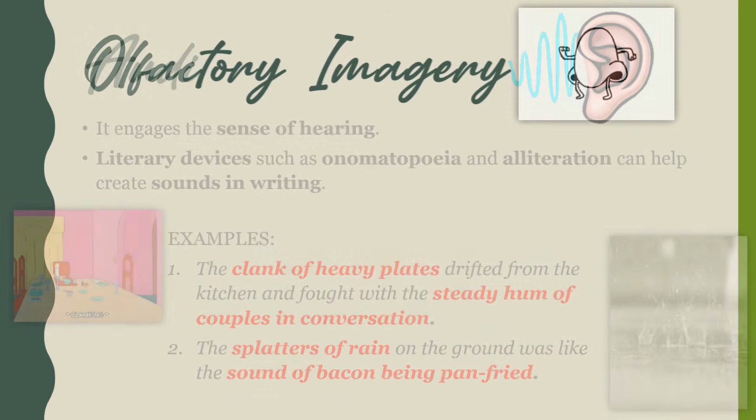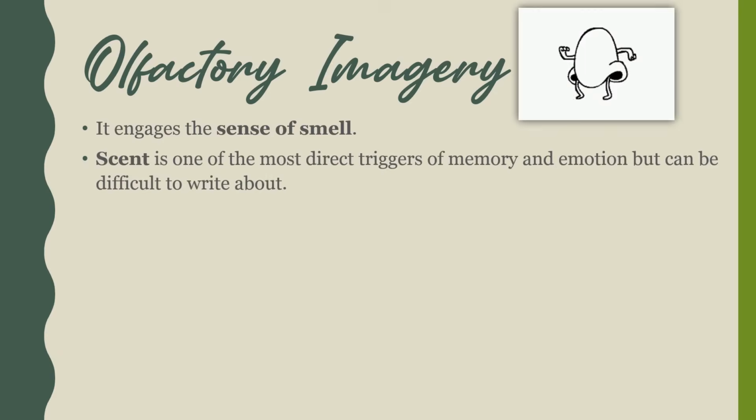The next sensory image is olfactory imagery. This engages the sense of smell. Scent is one of the most direct triggers of memory and emotion, but can be very difficult to write about. Since taste and smell are so closely linked, you'll sometimes find the same words such as sweet used to describe both. Simile is common in olfactory imagery because it allows writers to compare a particular scent to common smells like dirt, grass, manure, or roses. Let us have the examples.